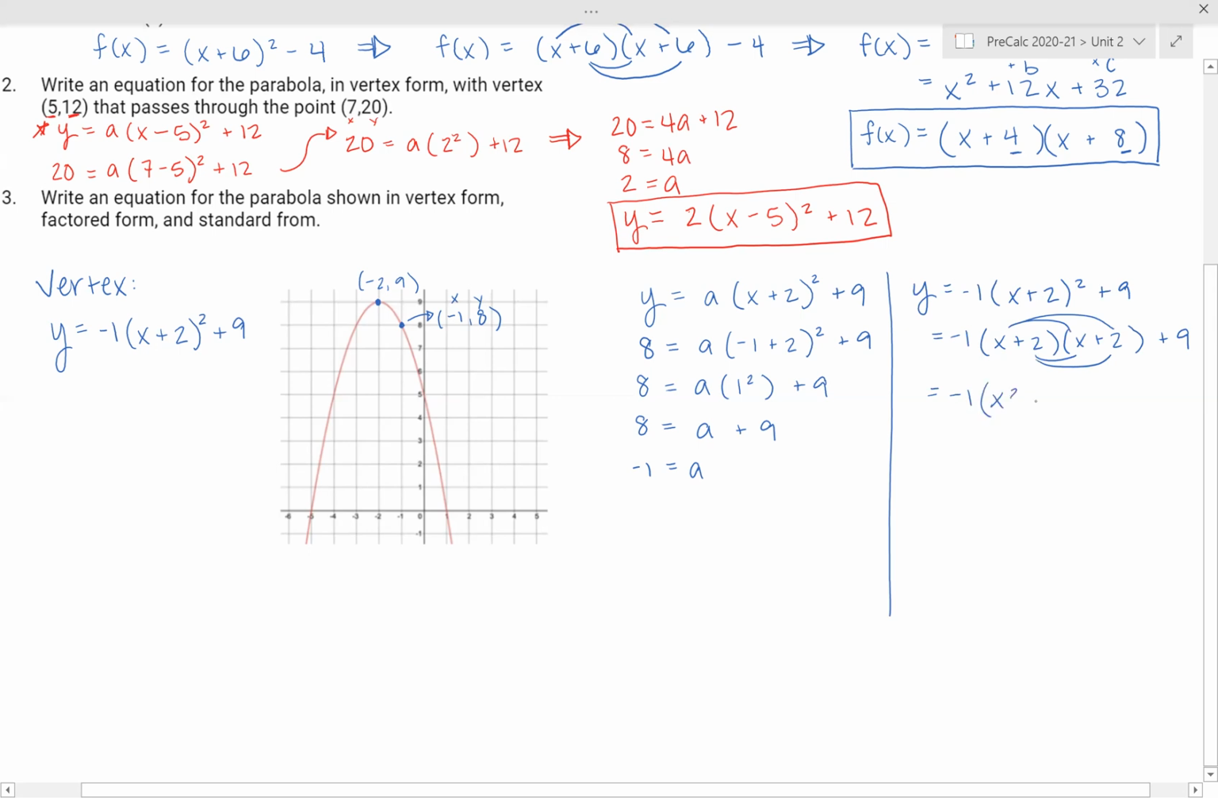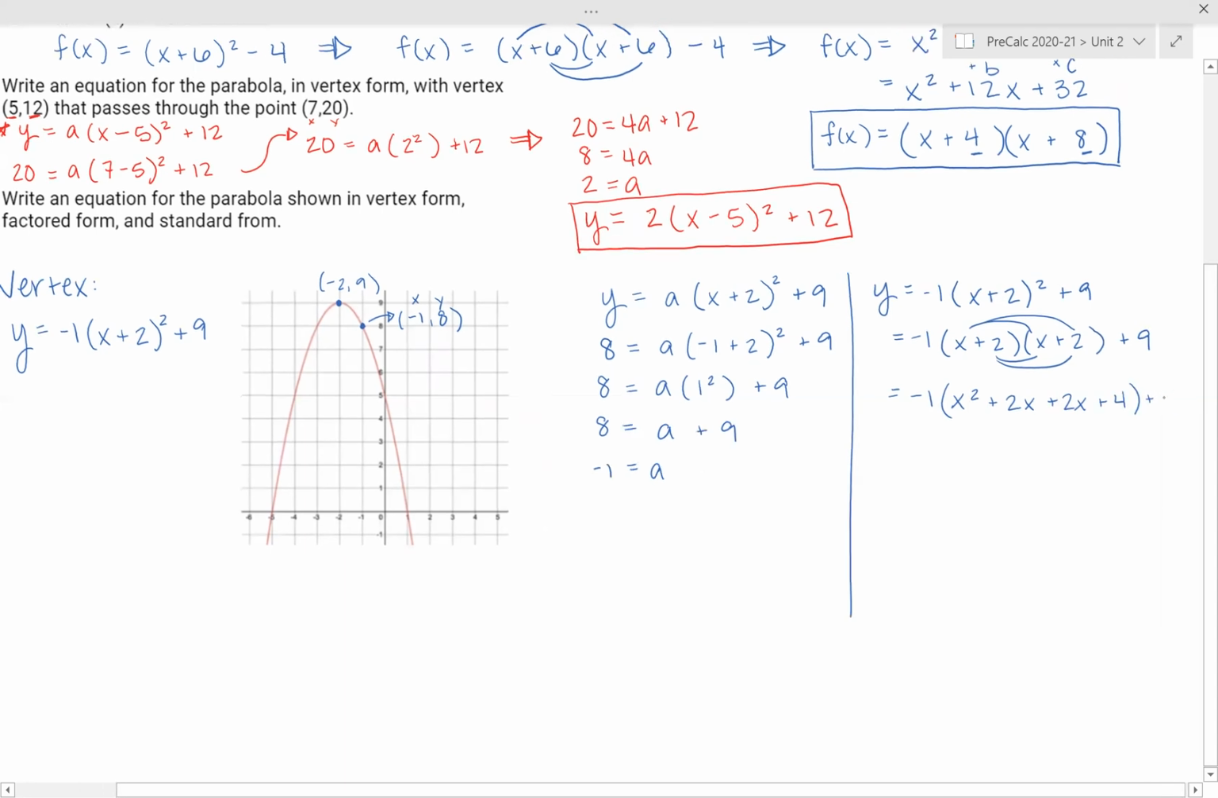We get x squared plus 2x plus 2x plus 4. And kind of running out of space here. Add that 9 at the end. So I'm going to simplify a little bit more. Let's see, we can combine these, and I'm going to move that negative to the inside. -x squared, 2x and 2x is positive 4x times a negative gives me -4x. -1 times 4 is -4 plus 9. That would give me -x squared minus 4x plus 5.